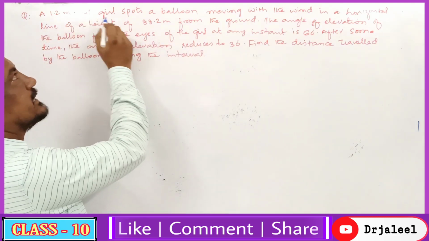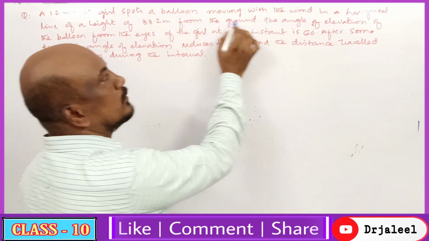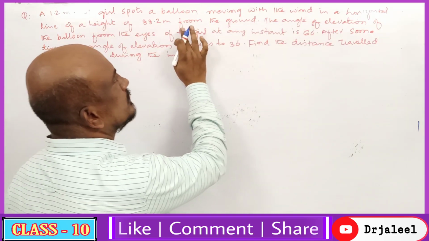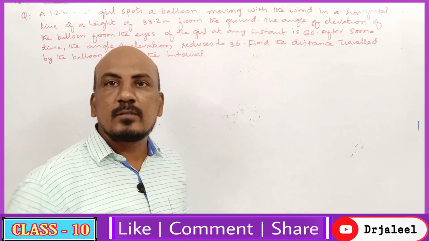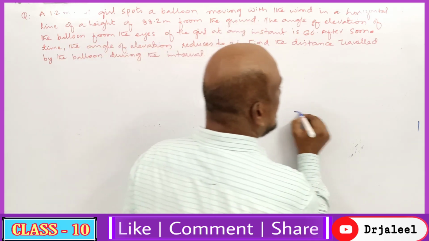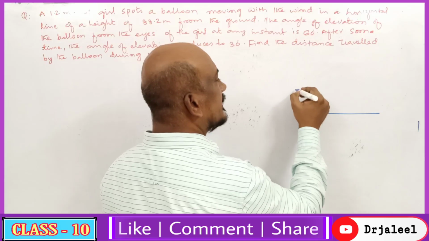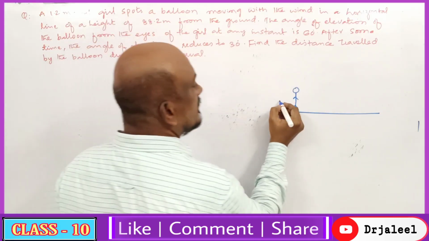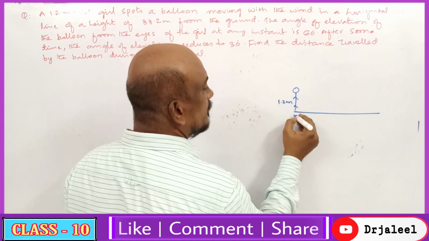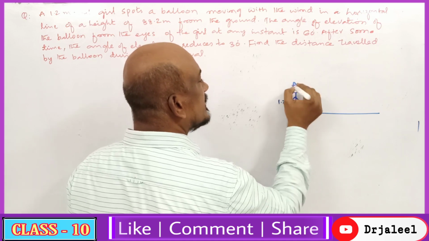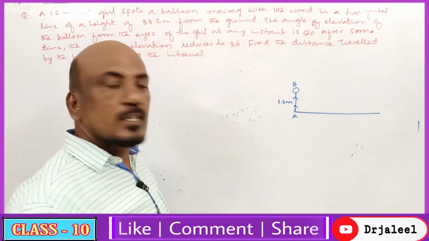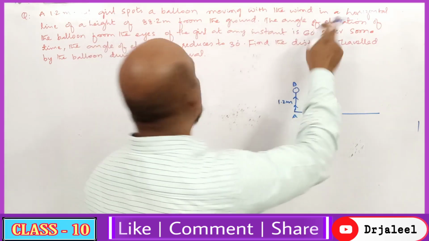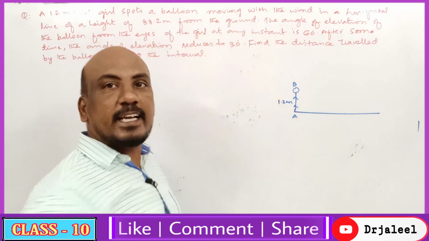So children, let us look at this problem. A 1.2 meter tall girl spots a balloon moving with the wind in a horizontal line at a height of 88.2 meters from the ground. So let us take this to be the ground, and there is a girl whose height is 1.2 meters. Let me name this girl AB. This girl spots a balloon which is moving with the wind in a horizontal line at a height of 88.2 meters.